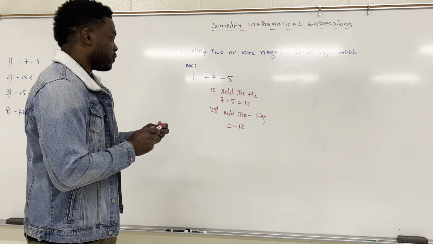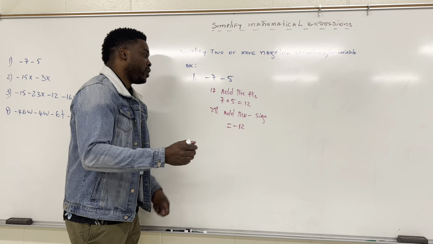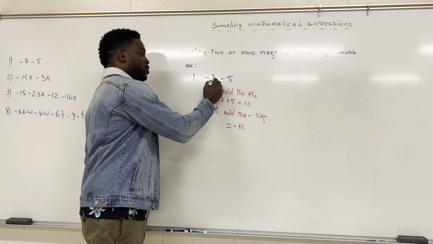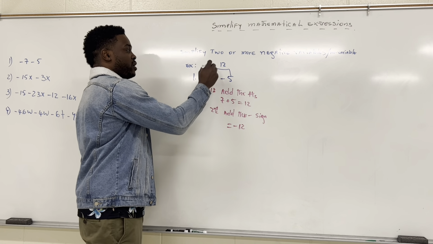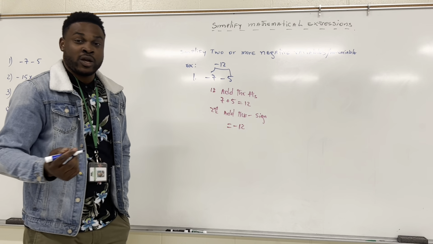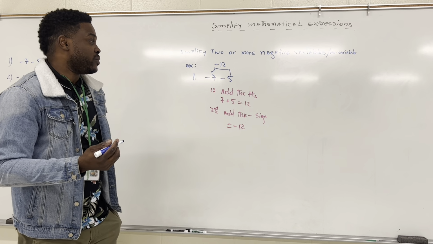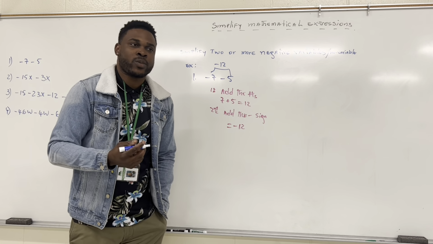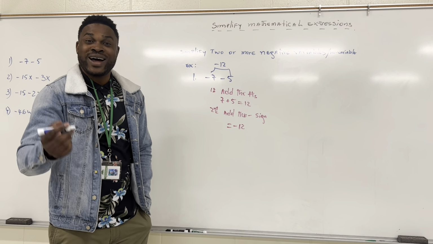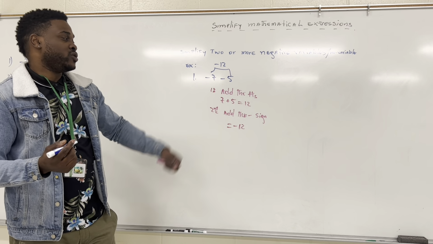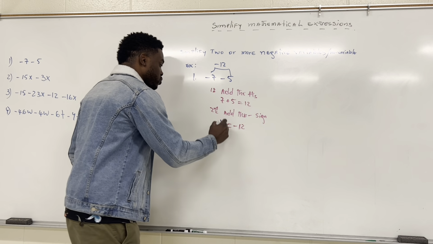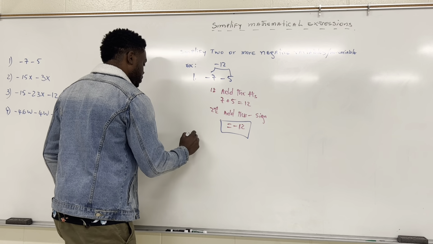So this is what we do. We add those two numbers, which gives us 12, and then we keep the negative sign. Whenever you are simplifying two negative numbers, you add the numbers and you keep the negative sign. So this is what we just did here. Let's do number 2 now.